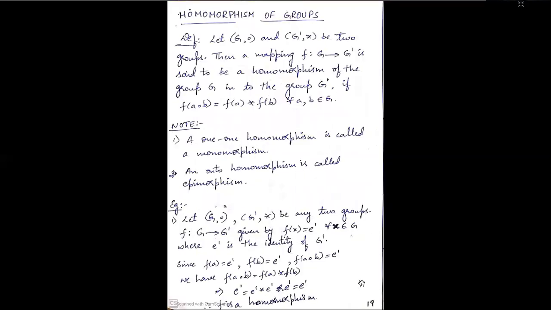Now let us look at the next important topic, that is homomorphism of groups. You take two groups here, G and G dash, where in the group G the operation is circle, and in G dash the operation is star. A mapping f from G to G dash is said to be a homomorphism of the group G into the group G dash if this condition holds: f of a circle b is equal to f of a star f of b, for all a, b belonging to G.